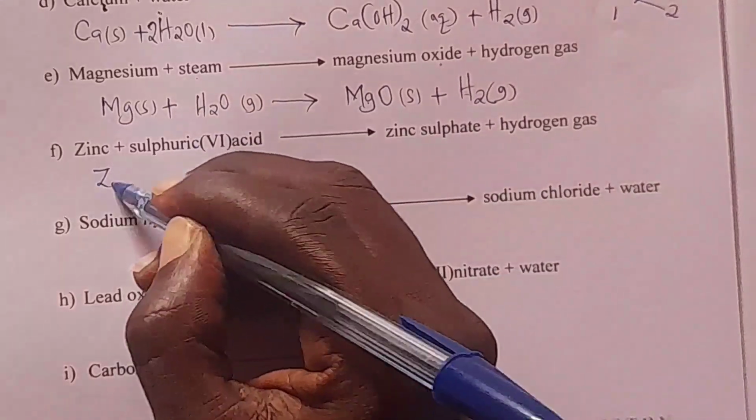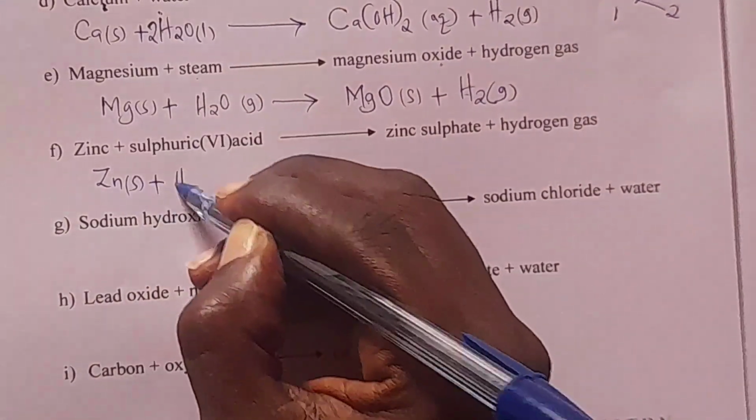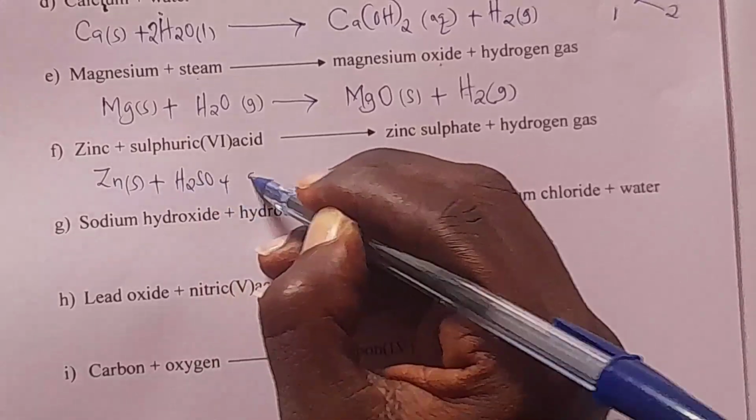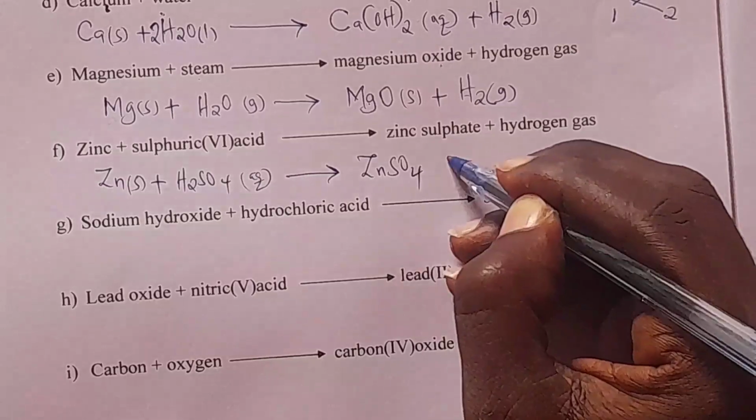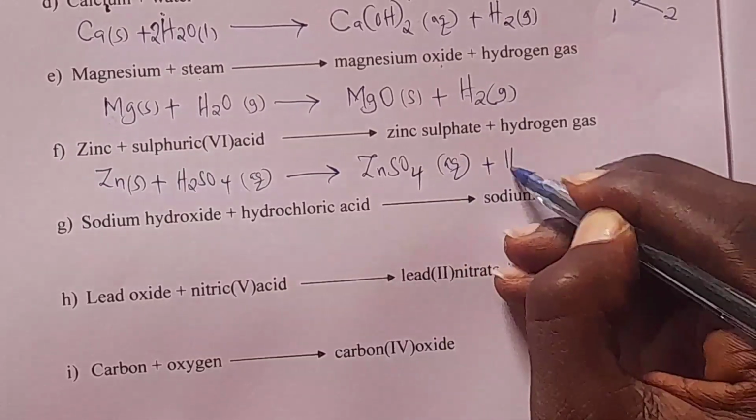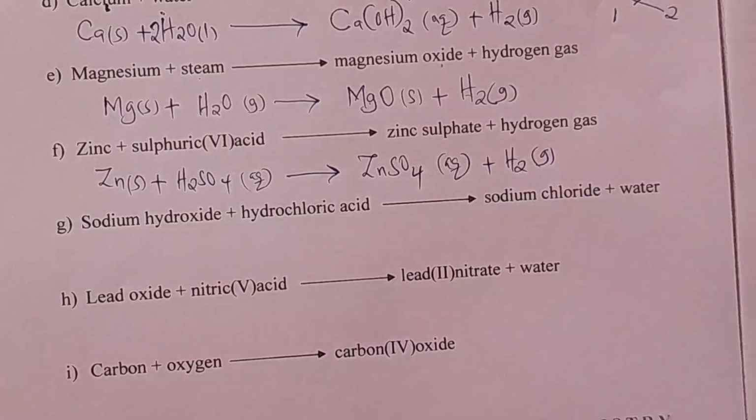Next, we get zinc plus sulfuric acid. Zinc is solid, and sulfuric acid is written H2SO4. This is aqueous. So we are going to get zinc sulfate plus hydrogen gas. So this equation 2 is also balanced like that.